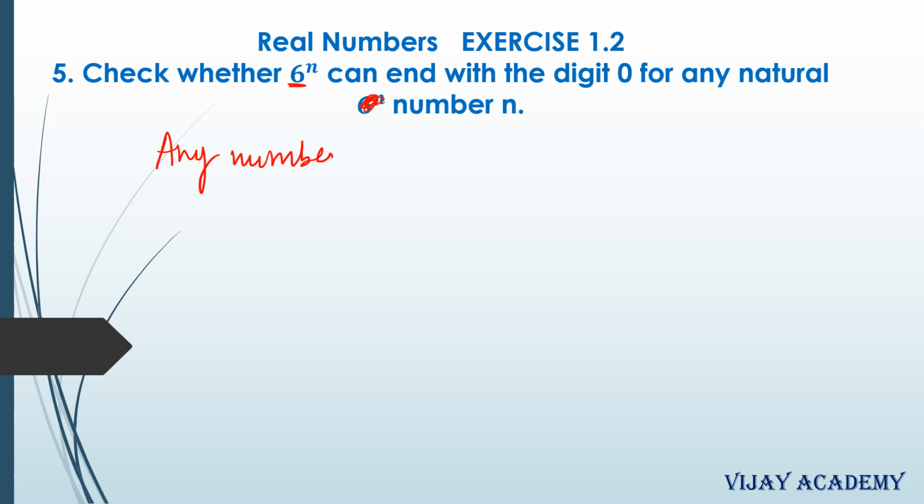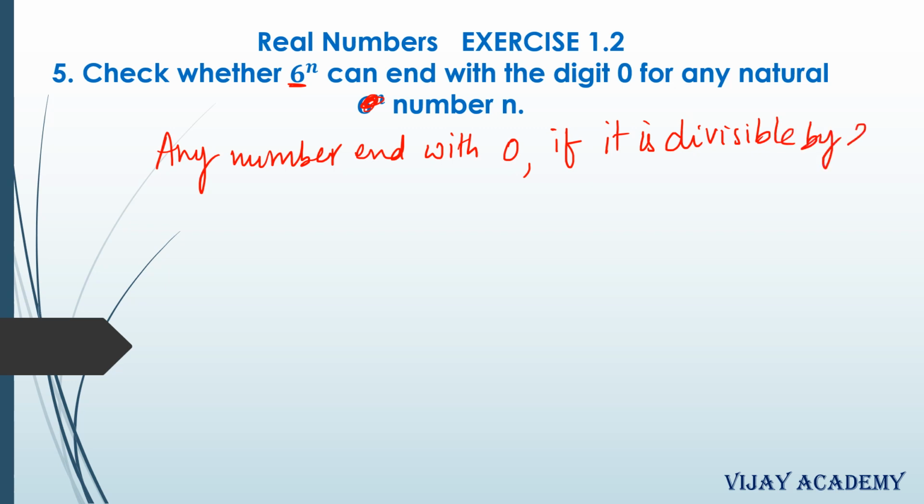ends with 0 if it is divisible by 2 and 5. But the prime factorization of 6 power n is (2 into 3) whole raised to the power n. So the prime factorization of 6 does not contain both 2 and 5. It contains only 2. It does not contain 5. So this number will not end with 0 for any value of n.